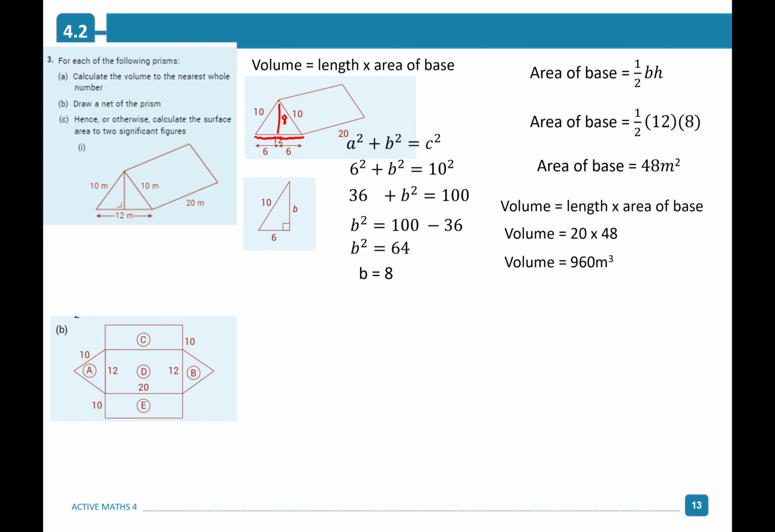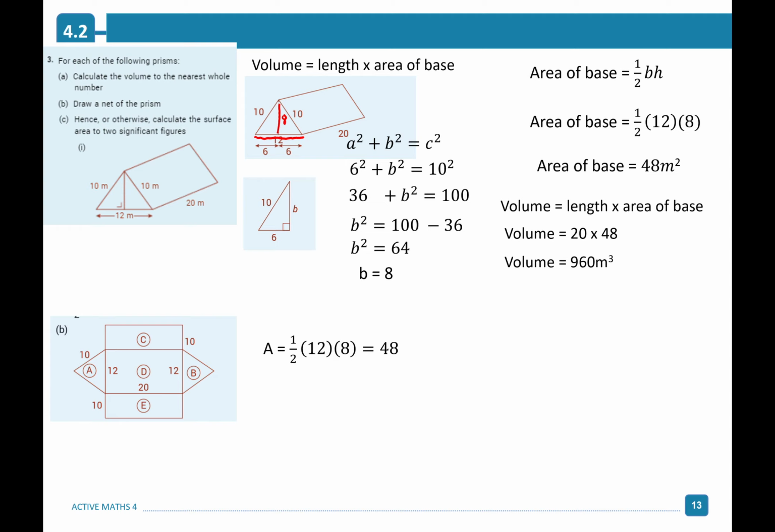And then in part C, we're asked to hence or otherwise calculate the area, surface area, to two significant figures. So to find the surface area now, I'm just going to find the area of each shape that I have in my diagram and add them all together.